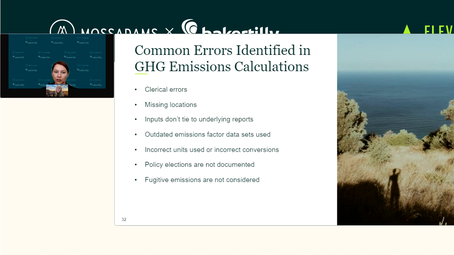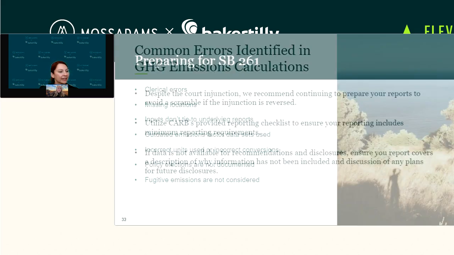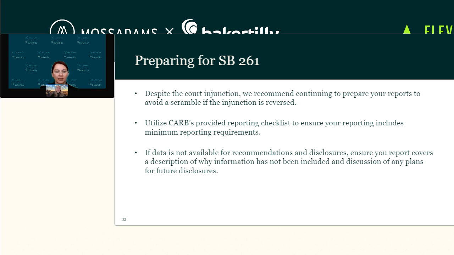Outdated emission factors: make sure you're using the most updated emission factors. So there's a lot of little errors here that just another review can catch prior to seeking that assurance opinion. And then, echoing what we've been talking about for SB 261, even though there's that court injunction delaying enforcement of SB 261, we do recommend you continue preparing those reports, expecting that this injunction will get lifted.